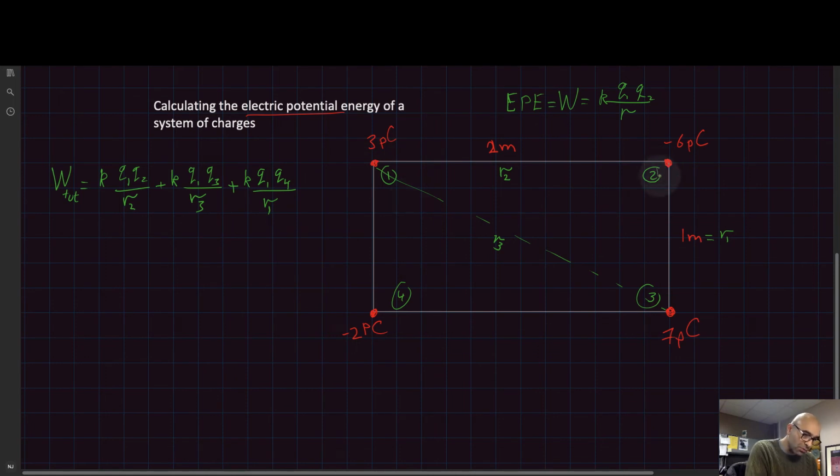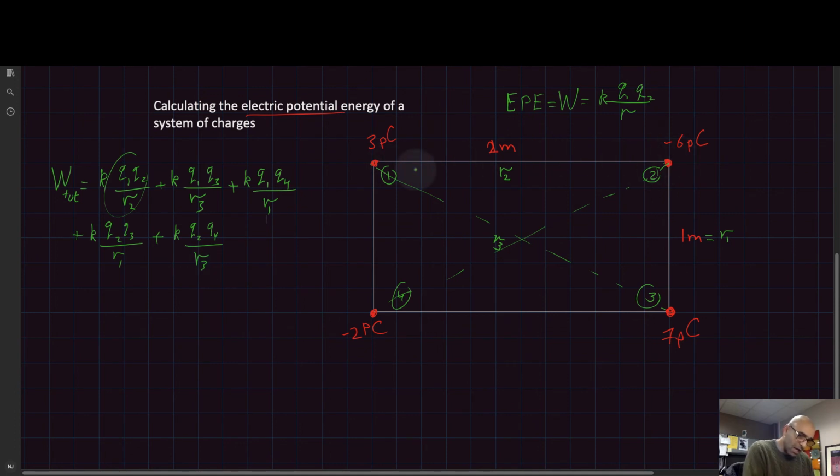Let's go to charge number 2. So plus K Q2. Now we can't take Q2 with Q1 because that's already here. Q1 and Q2 already have been counted for in the permutation. But we can take Q2 with Q3, divided by the distance between them, which is R1, plus Q2 with Q4, K Q2 Q4 divided by the distance between them, which is the same as R3. Okay, is that it? Yes, because we already included Q2 with Q1.